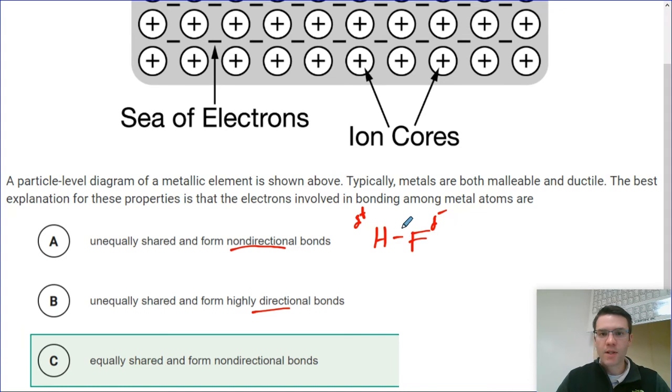Electronegativity is what determines how well those negative electrons are attracted to either the hydrogen or the fluorine. They're bonding electrons, how well they get pulled. So fluorine's good at pulling them. That'd be an unequal sharing. Metals don't have unequal sharing. They're equal all the way throughout. So we can get rid of both of those.